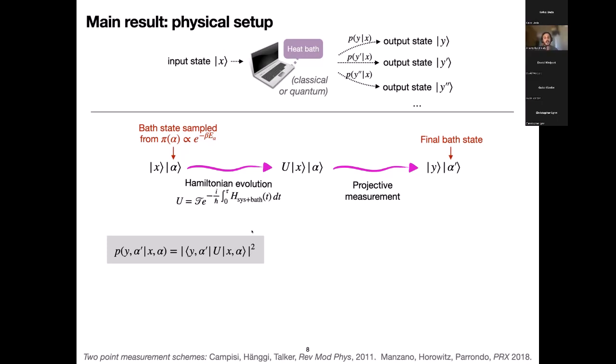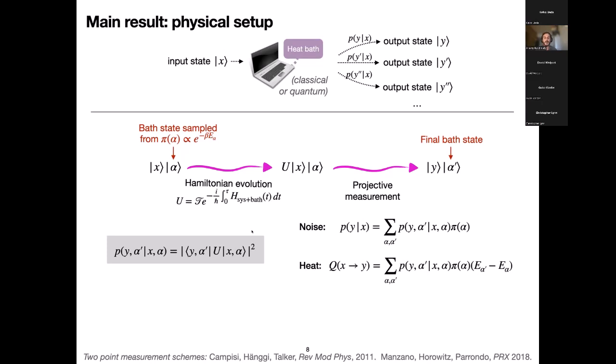So given this setup, we can now define what we call the noise, which is just the stochasticity in this computation. And that's done by averaging across the initial states of the bath drawn from the Gibbs ensemble. And we can also define the heat in this computation. So it's going to be the energy dumped to the bath, averaged over instantiations here.